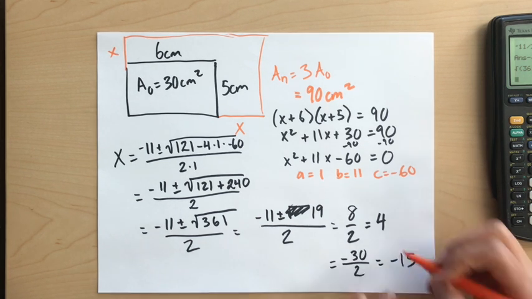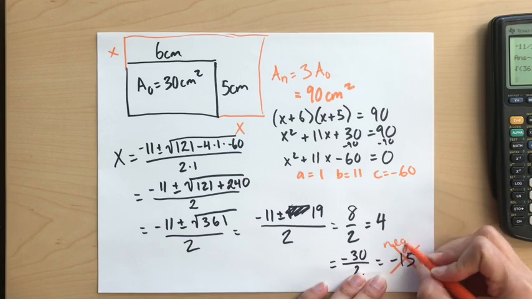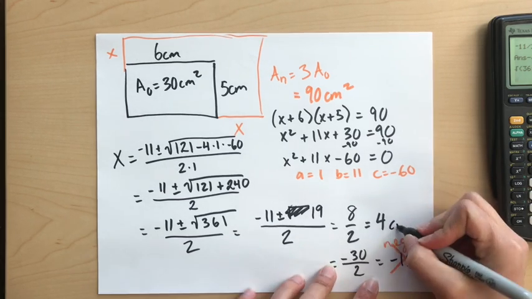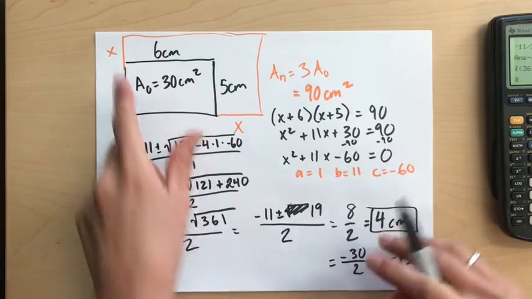But I'm not going to take that solution because remember, we're talking about a shape. And a shape cannot have a negative solution. It can only have a positive solution, right? That side cannot be negative 15. That wouldn't make any sense. So 4 centimeters is the correct answer.